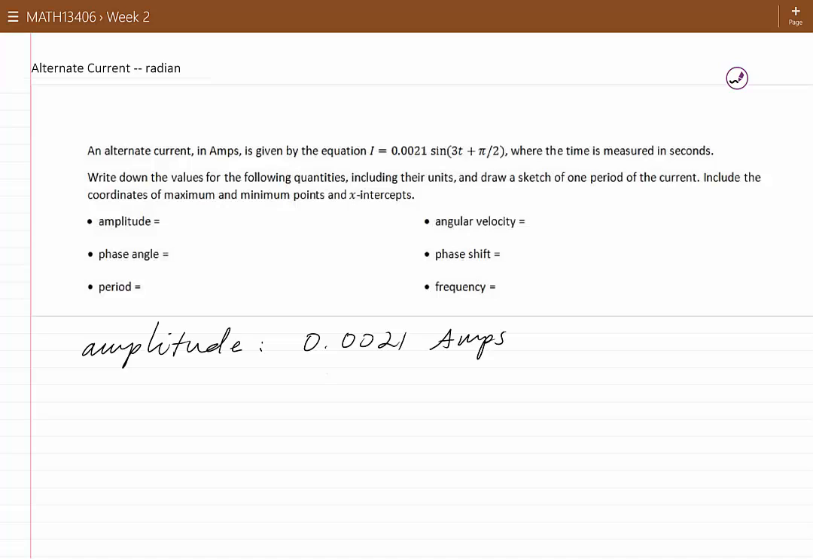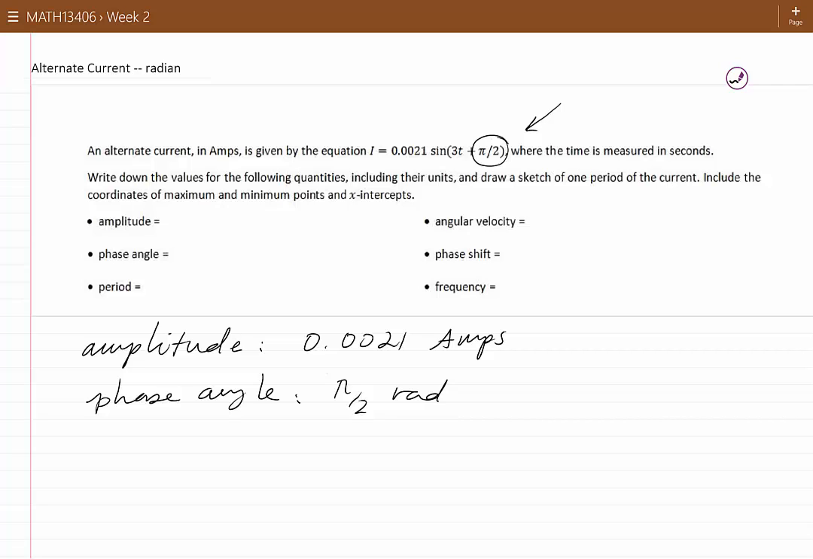The next quantity I will look at is the phase angle. We note that the π/2 in the equation for the current has no units, or in other words, its unit is radian. Therefore, the value would be π/2 radians. Please note that you cannot replace π here with 180 degrees. This is in fact 3.14 divided by 2 radians.